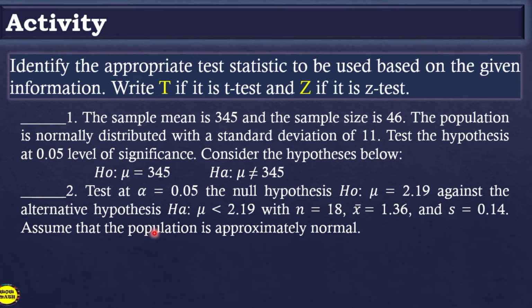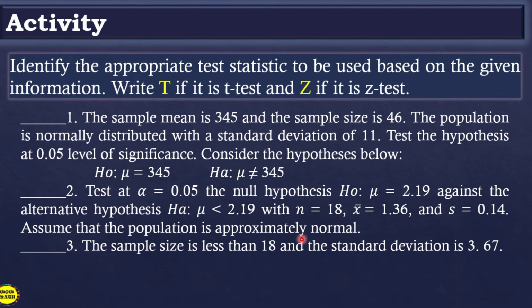Number 2, test at the alpha level of 0.05. The null hypothesis is the average is equal to 2.19 against the alternative hypothesis that the average is less than 2.19. With the sample size of 18, the sample mean is 1.36 and the sample standard deviation is 0.14. Assume that the population is approximately normal.